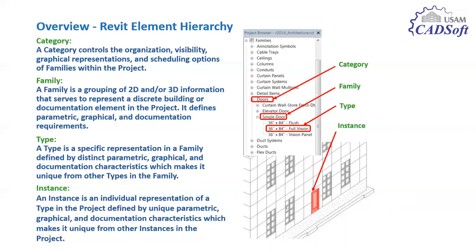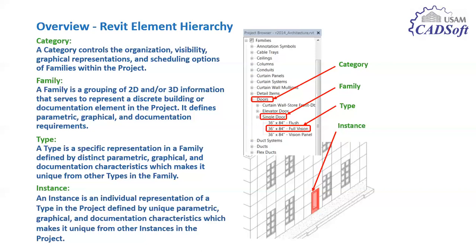Okay, and it's basically a representation of a type. So a type which I have within my project. So what is a type? A type is basically a representation within a family, and it has special distinct characteristics. It has special features from the rest of the family elements, or the rest of the types. So each type will have its own unique properties, and all these types are actually within the family.